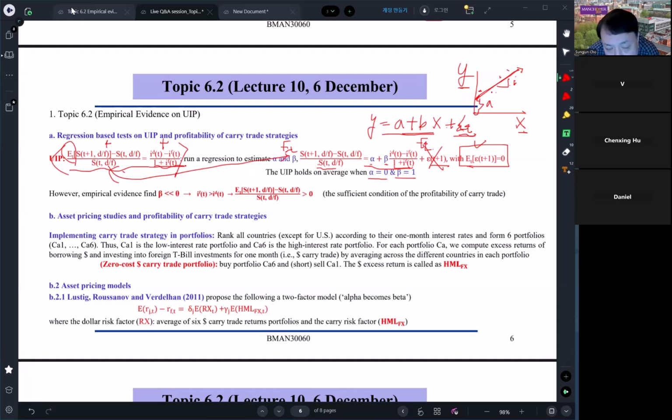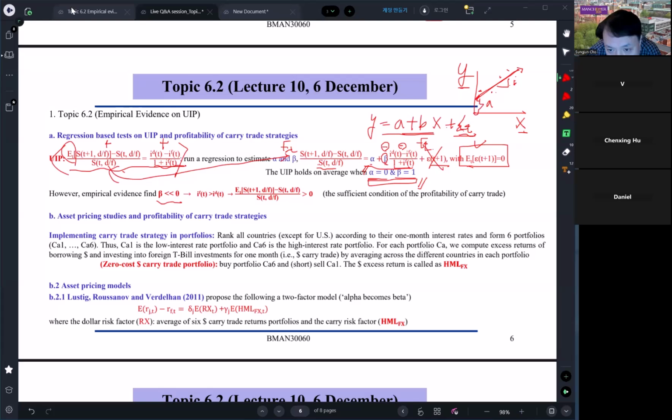So we test UIP using regressions by estimating these two parameters and then take conditional expectations and compare that with the UIP. It turns out this must be true to see the UIP. So we can test the UIP based on this hypothesis. So we can test this one whether this is true or not. Now, empirical evidence says beta is negative. What is the meaning of negative beta? Negative beta means you have negative beta here. Beta is negative. That means if you see negative value here, what is the meaning?